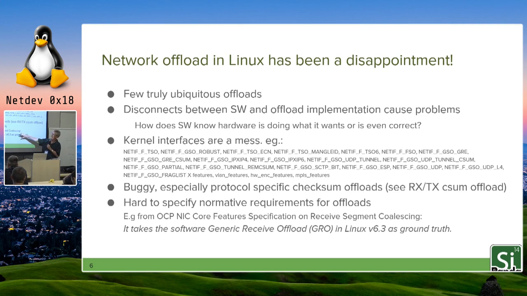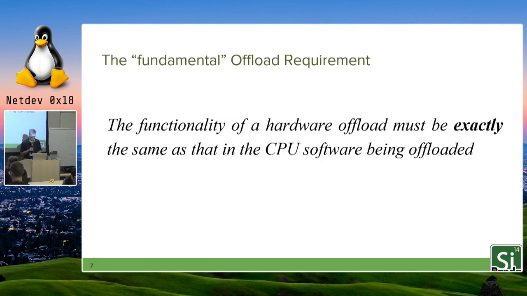And the one line from that, which I think sums it up, when they're talking about offloading generic receive offload, GRO, the end requirement after describing in prose, the real normative requirement is match what they do in Linux version 6.3. So after all that, what it's saying is, well, the software actually defines the standard. You have to match that. My claim is that's going to be true for all offloads. And in fact, that takes us to the punchline.